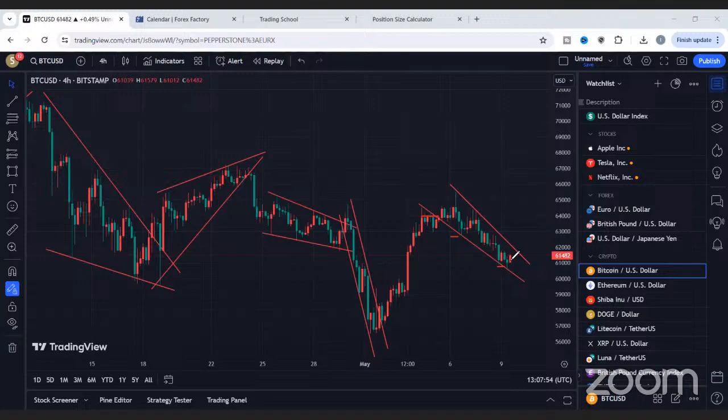And then it should push higher to this point, maybe break out, return, and push higher, or maybe bounce from here and drop lower. So you always have two plays in the market for buying and then for selling. I repeat, you always have at least two players in the market, one for buying and one for selling.